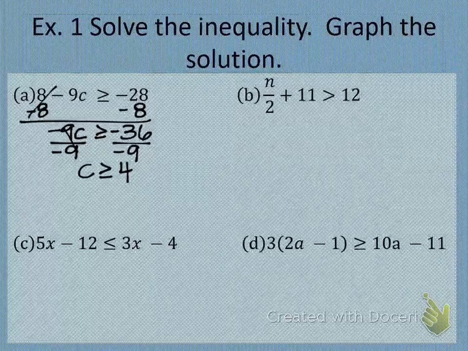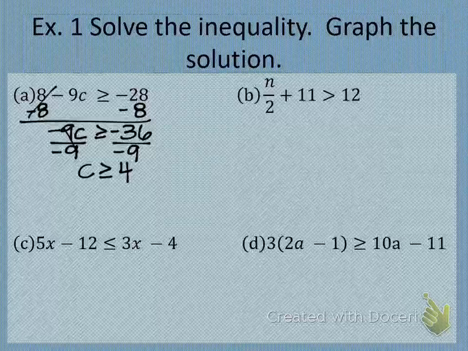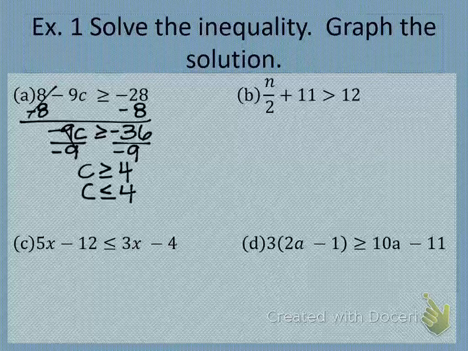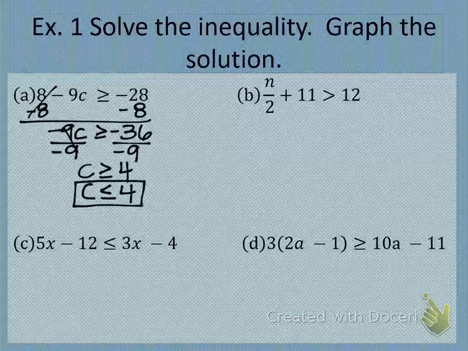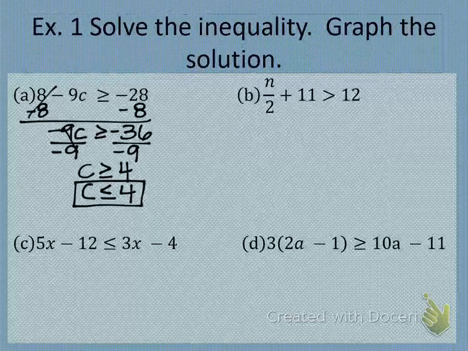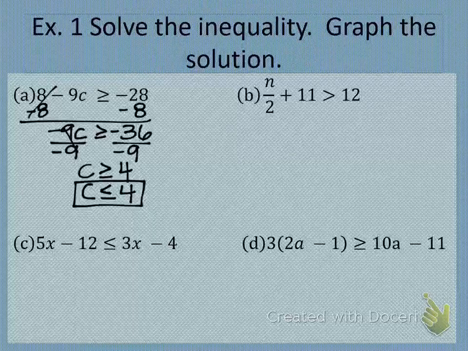Yes, it's divided by negative 9. Very good, because the last thing I did to finish this problem was divide by a negative number. So absolutely, I'm going to flip the sign. So C is less than or equal to 4 is my final answer. All right, good job. Now let's graph it.